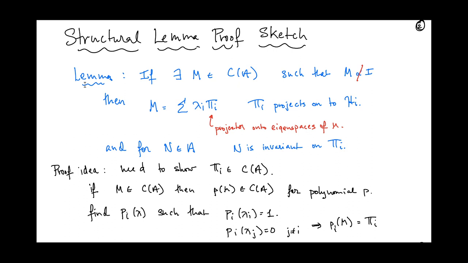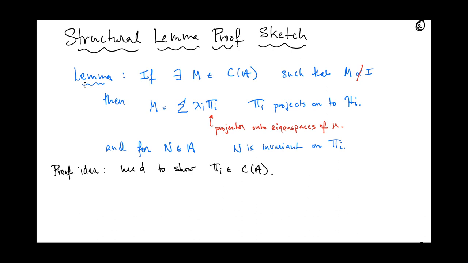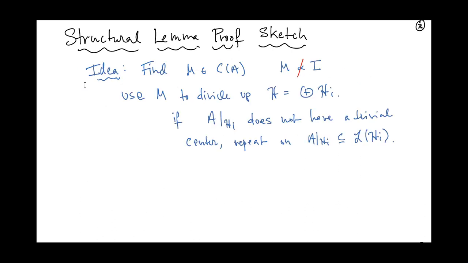So the name of the game then is basically to keep dividing up the space. I can take something inside the center that's non-trivial, that's non-identity, use it to divide up the space, and then look at each subspace independently. Does it have a trivial center? If not, we repeat. So this gives me a way of dividing up the space so that everything in my C-star algebra is invariant on this partition, and I eventually end up with something where, if I restrict my attention to each subspace, it has a trivial center. And then we can apply that lemma with that nice tensor product structure. Okay.